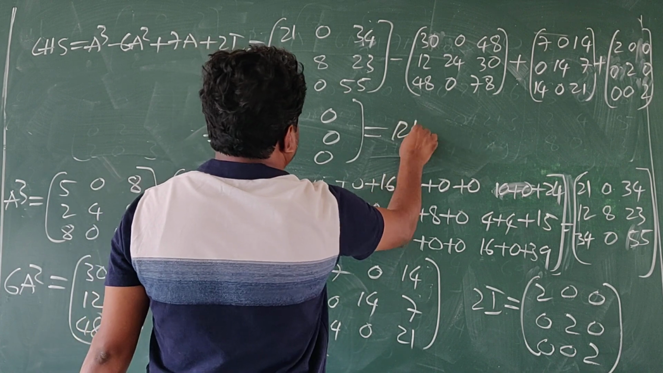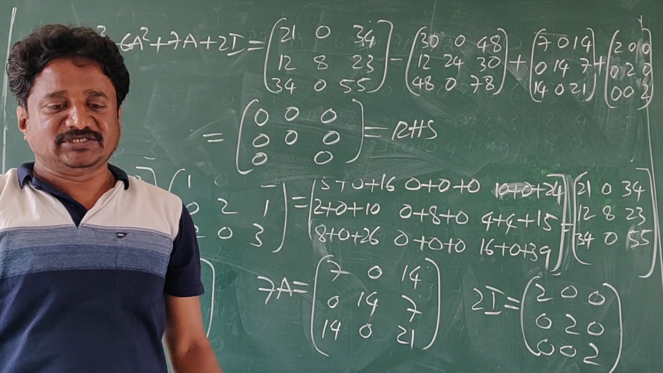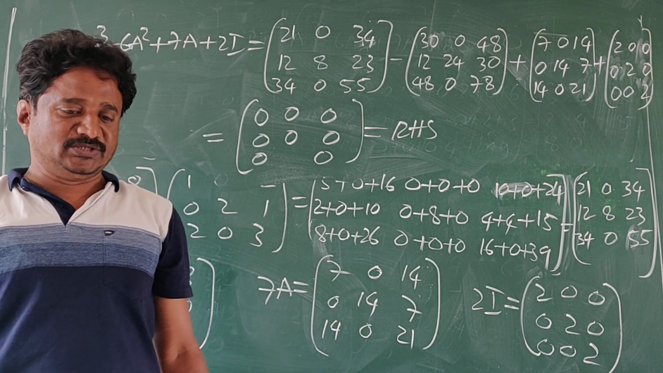I think this is RHS. Therefore, LHS is equal to RHS. Proving this is over. I hope you understood this very well.